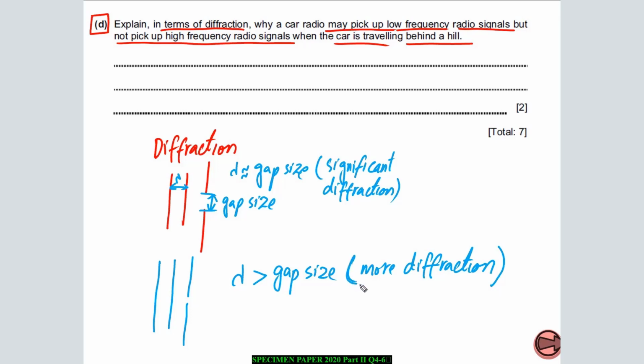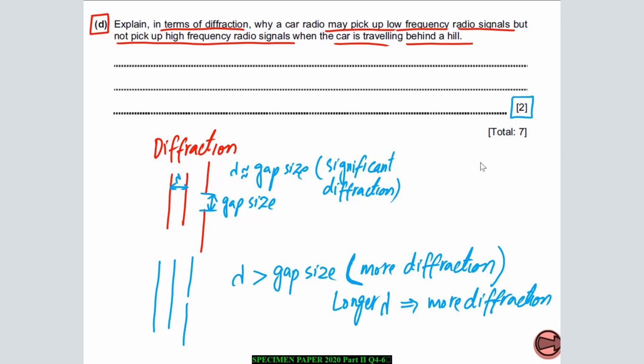As we understand, the size of the hill is very big, so it means if the wavelength is bigger, there will be more diffraction. So we will simply say if the wavelength is longer, lambda, in this case there will be more diffraction and it will be easy to receive signals. So if we have understanding of these points, then it's quite easy to answer this question.